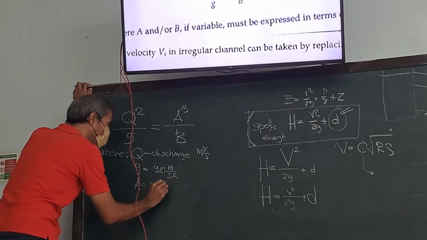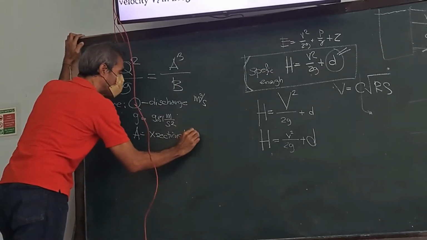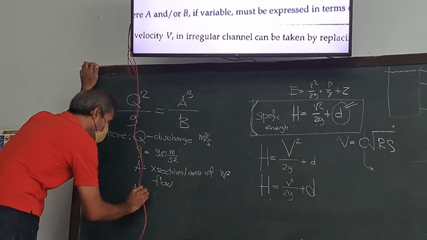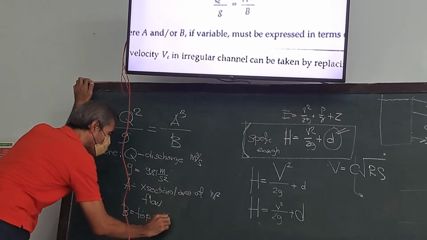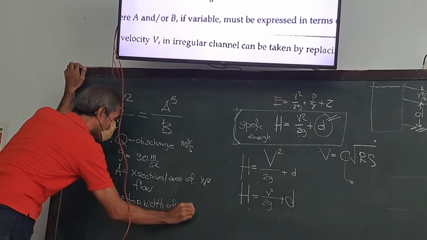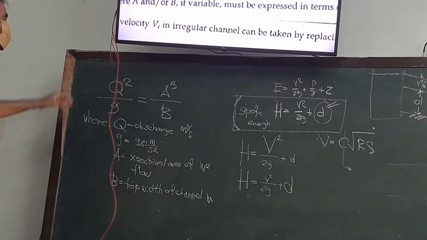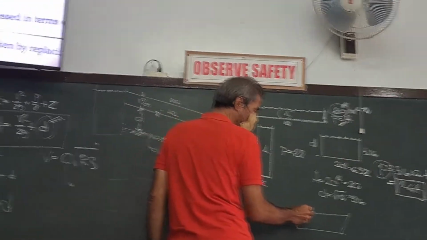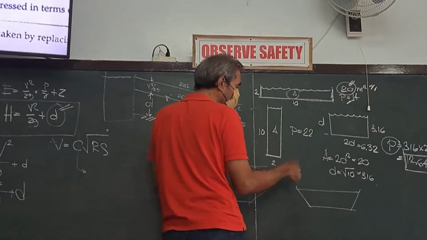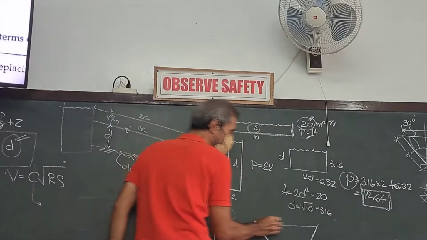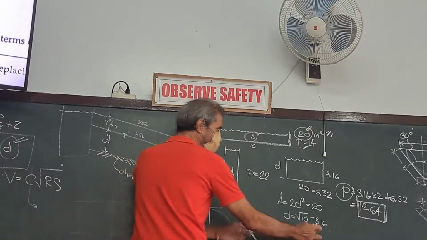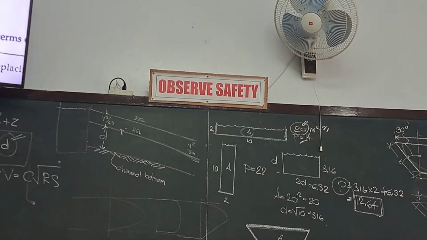A is the cross-sectional area of flow in square meters, and B is the top width of the channel in meters. So if you have a trapezoidal cross-section, Q squared divided by g is equal to the area cubed divided by the top width, the width at the water surface.